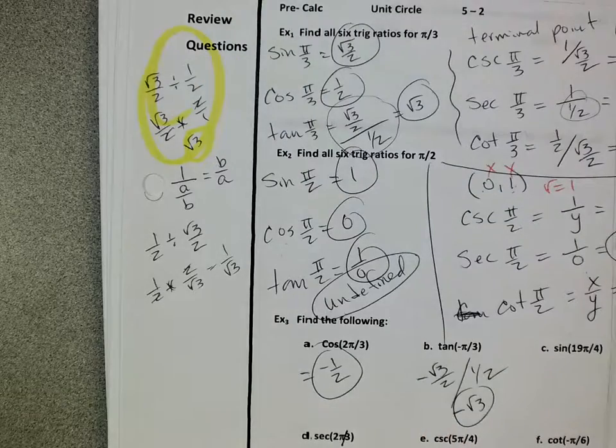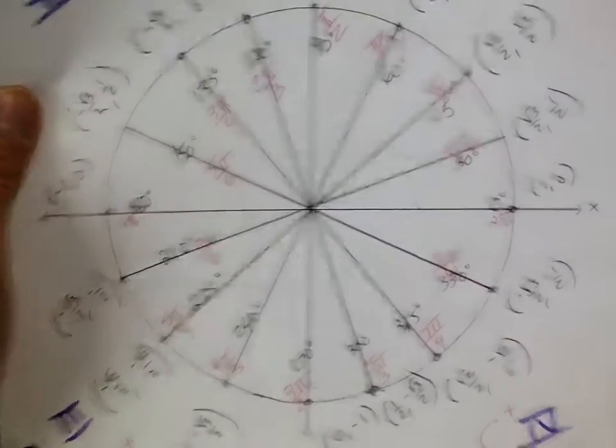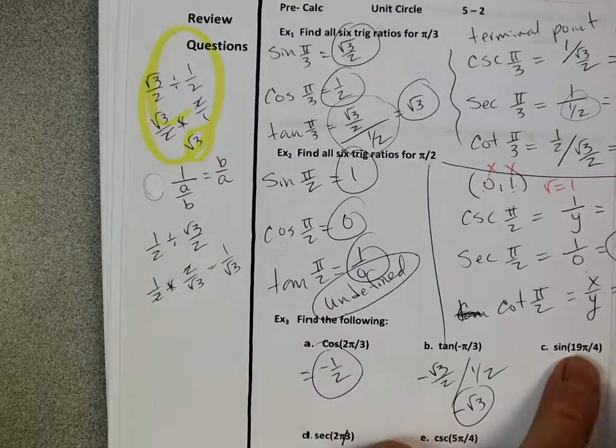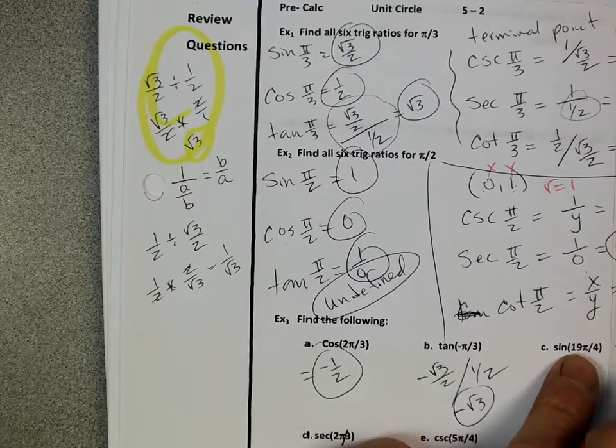Okay, sine of 19 pi over 4. So 19 fourths is not on my circle, but 4 goes into 19 how many times? 4. And how many left over? 3.